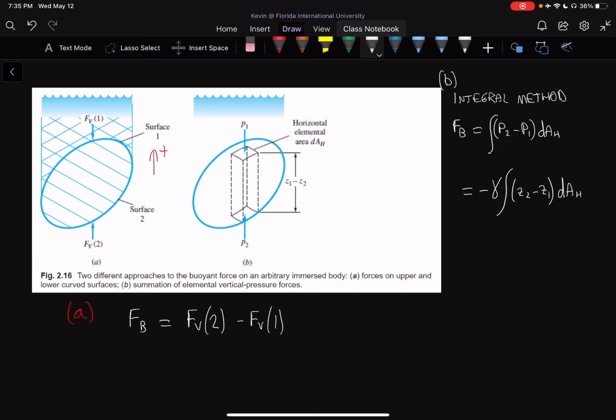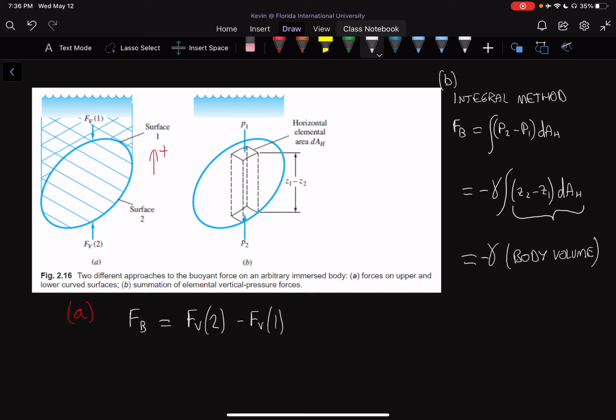Now, do you see what Z2 minus Z1 times dA is? So this term right here, and the integral of this term is actually equal to the specific weight multiplied by our body volume. So it's a specific weight multiplied by the body volume. Okay, pretty interesting.